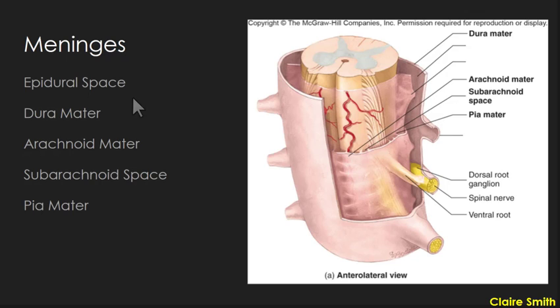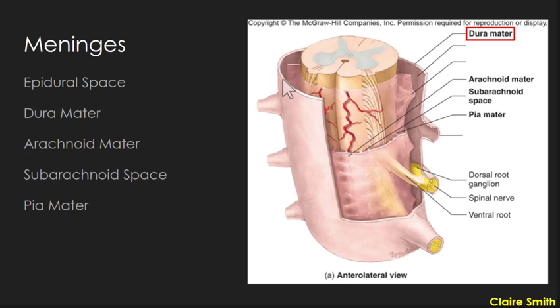There are a few extra spaces that we need to know in the spinal cord compared to the brain. Like in the brain, dura mater is the most superficial. It's the thickest layer and really helps to protect the nervous tissue. Outside of that, which this picture doesn't really show, between the bones of your vertebrae and the dura mater, is the epidural space. It's a space filled with cerebrospinal fluid, just an extra cushion between the hard, rigid bone of your vertebrae and the dura mater.